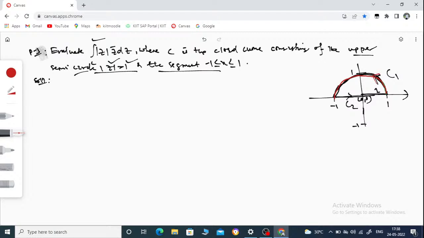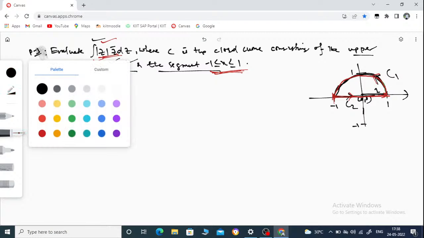In this direction, and my C2 is from -1 to 1. Up to this one, this is your C2, and I have to evaluate f of z. Your f of z is mod z z bar. So here f of z is this one, and this is the curve C1, and this is the curve C2, and so the curve C consists of C1 plus C2. So now comes to our problem.